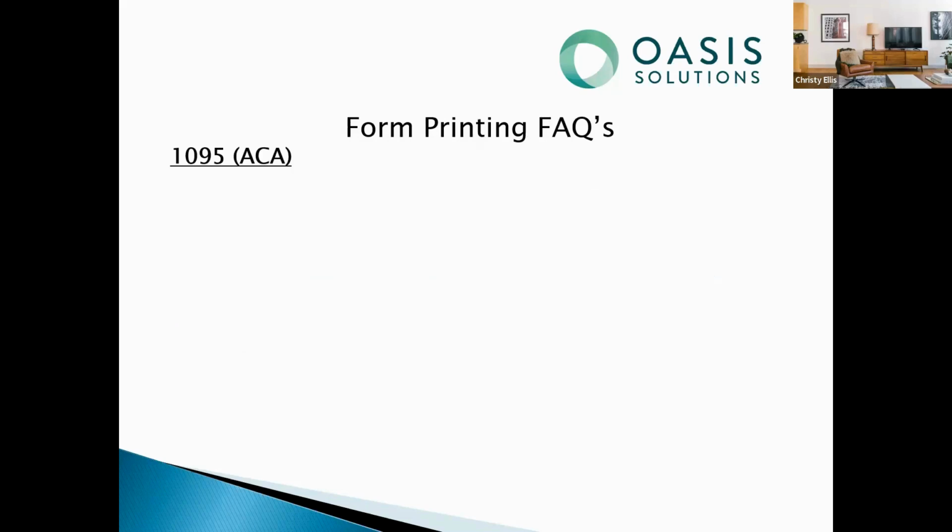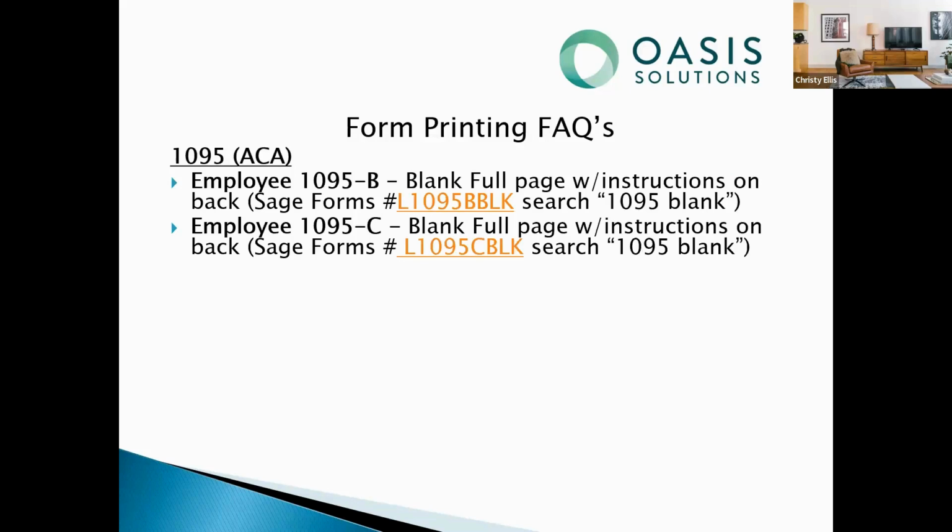So for those that are doing Affordable Care Act, on the 1095s, there also are the forms with the pre-printed instructions on the back, and if you want to get those from Sage Checks and Forms, here are the item numbers for those. Typically on that, I just search the phrase 1095 blank, and two options typically show up. One is the B forms and one is the C forms. Just make sure you get the correct forms for the form that your company processes.